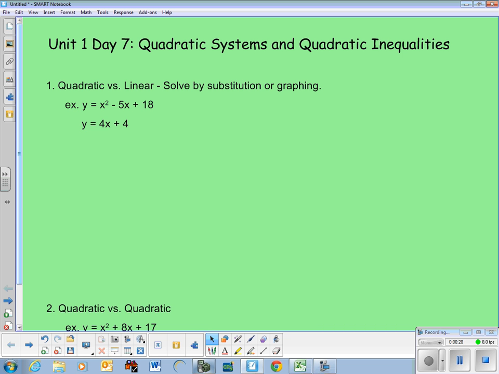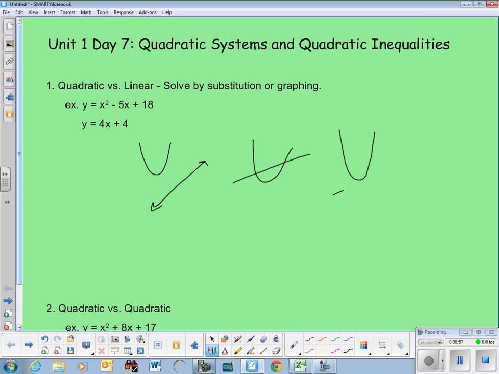So if we have all the points that make the quadratic true and all the points that make the linear equation true, we're looking for where those two graphs cross, which would be the place or places that make both equations true, those xy values. So there's a couple of possibilities. You could have a parabola and a line that never touch, or that cross twice, or that cross once if the line just happens to rest right on the parabola. But I think that's pretty much our only options here. We're looking for either 1, 2, or 0 answers.